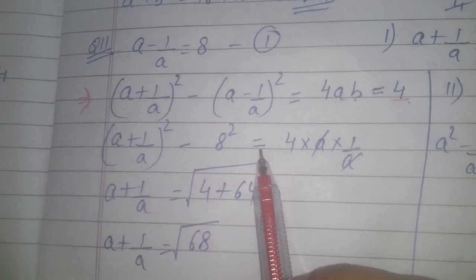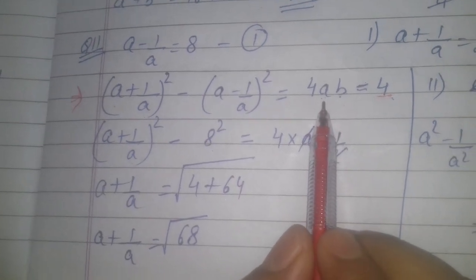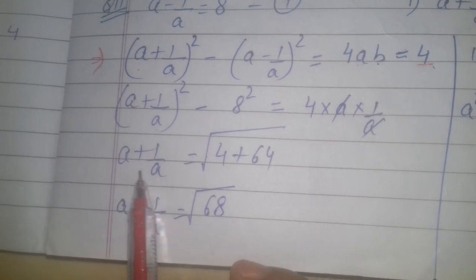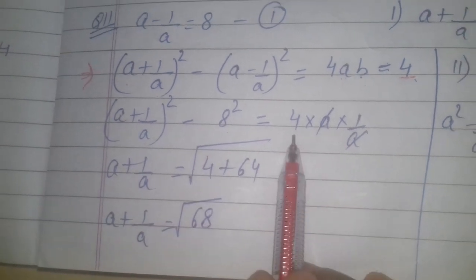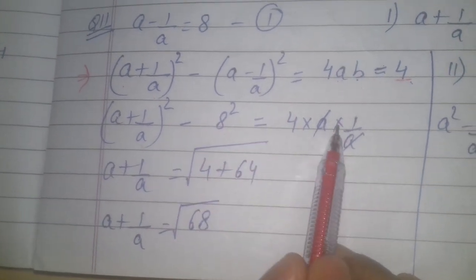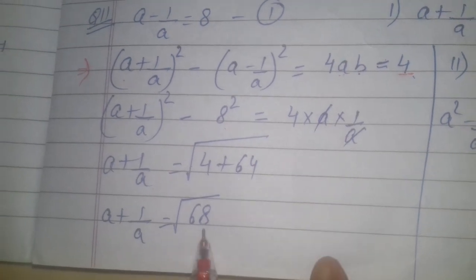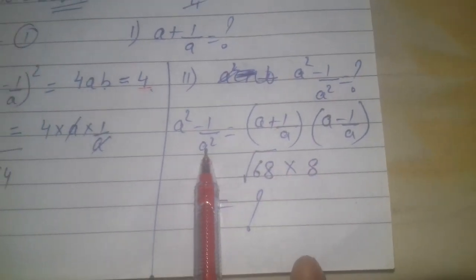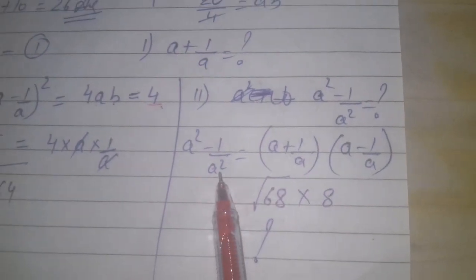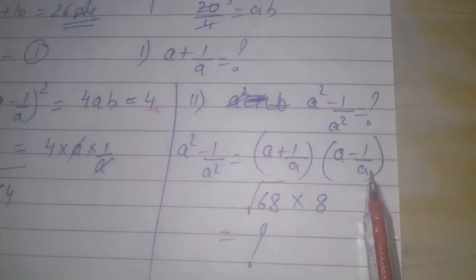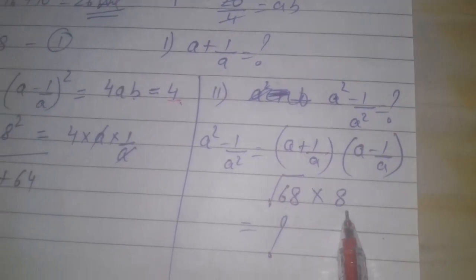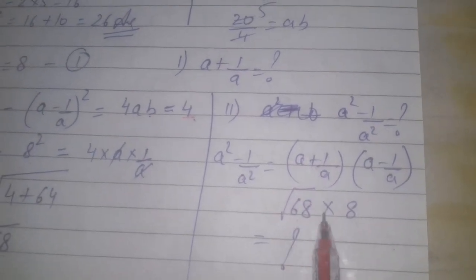Put it over here. Equals to, as I already told you, b is 1 over a, they'll get cancelled. So from here a plus 1 over a is equal to under root 4, 8 square is 64, transpose it this side, that is under root 68. In second part you are asked to find this expression, that is a square minus b square, a plus b into a minus b. So a plus b already we got, 68, and this is 8 given to us. So you can find prime factors and take out common.